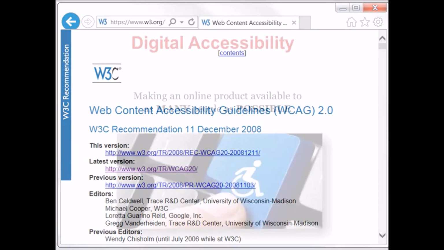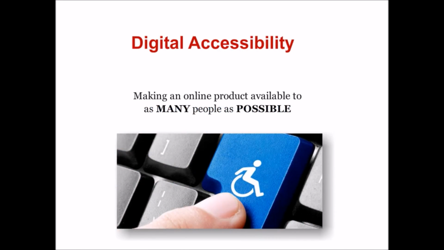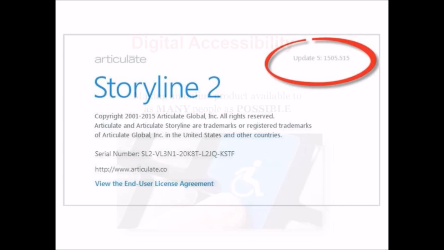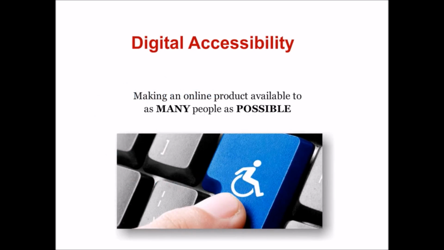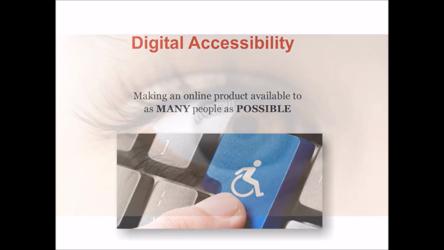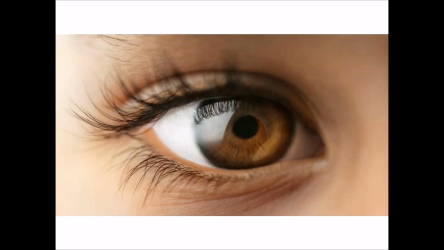This session is about how to create or test online courses to ensure that people with disabilities can perceive and interact with those courses. It will be the most useful for those who are designing and developing courses in Articulate Storyline, Update 5 or higher, but many of the same principles will apply to users of other tools such as Adobe Captivate.